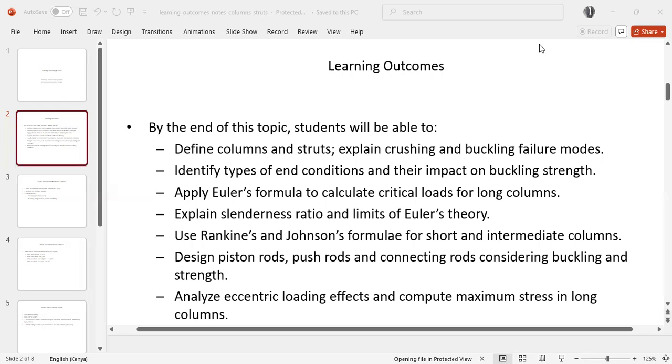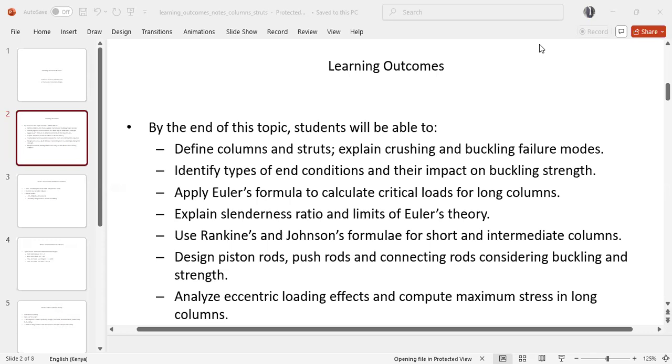So to begin with, we're going to talk about the learning outcomes, what I expect by the end of this topic. I want you to be able to define the column and state, explain crushing and buckling failure modes. Then learning outcome number 2, I want us to identify the types of end conditions and their impact on buckling strength.